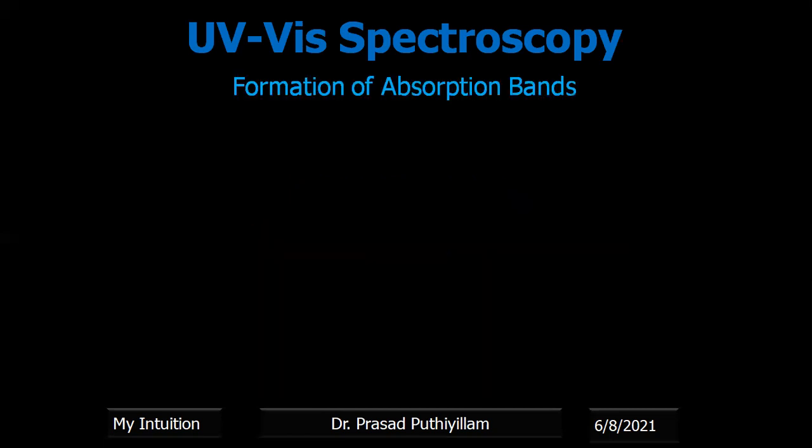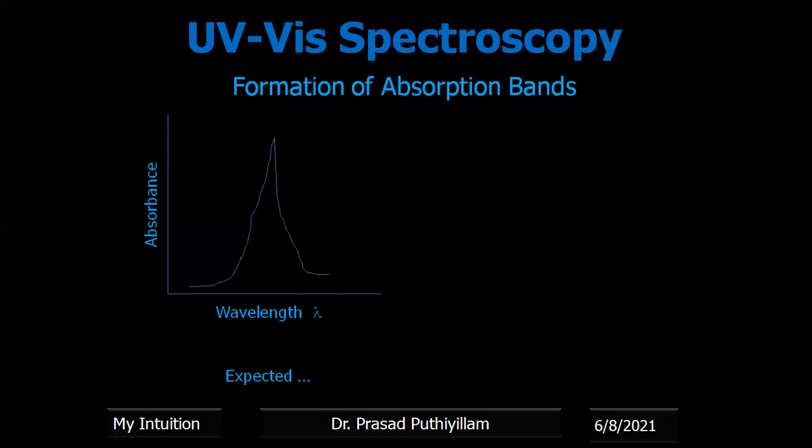One of the important questions asked is why we get absorption bands, and what is the nature of the absorption bands. We plot the UV spectrum as absorbance versus wavelength, lambda. In our expectation, we always expect that the organic molecule or sample will absorb a particular electromagnetic radiation and give a sharp peak. That is what we usually expect in spectroscopy.